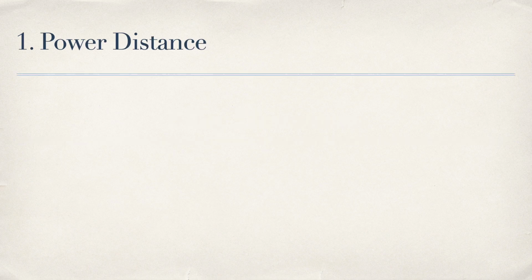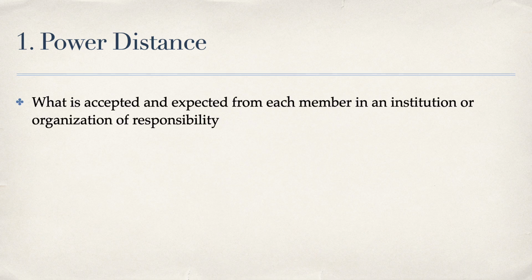Alrighty, so let's start on power distance, also known as power distance index. So as we touched on earlier, power distance is defined as what is accepted and or is expected from each member in an institution or organization, defining their responsibilities. This can be found in families or in a business situational environment.